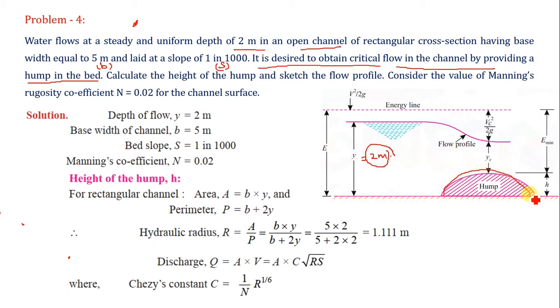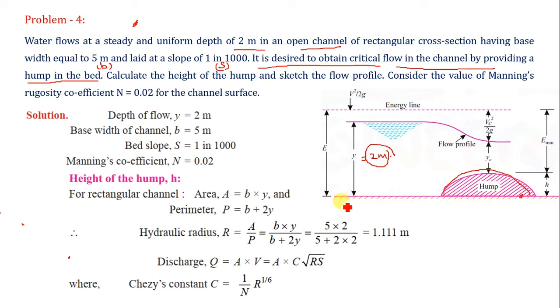A hump is nothing but something resting on the ground. It can be a stone, it can be masonry work, anything. I'm going to show you a video at the end of this problem. When you put this hump at this place, the flow is converting into critical flow. That is what he wants to do.